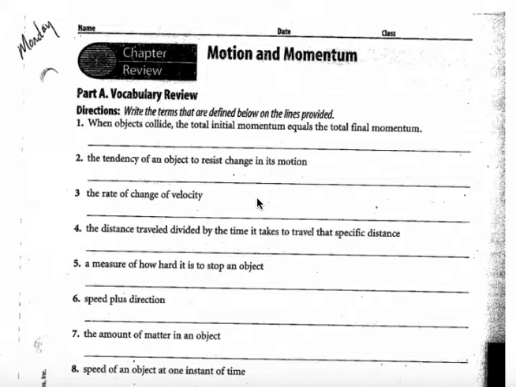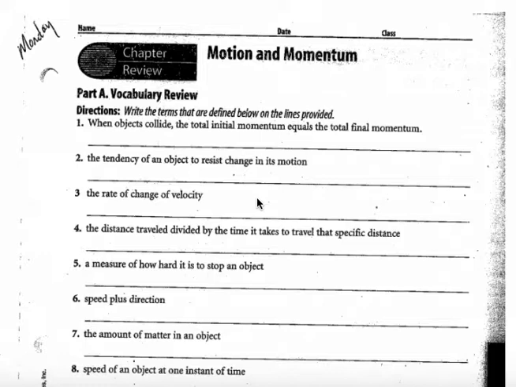Number 2, the tendency of an object to resist change in its motion. The object resisting change based on its mass is inertia. Something that is really big, huge, and heavy, like a train, has a lot of inertia because it takes a ton of energy to get it moving. It's not very easy for you to move.